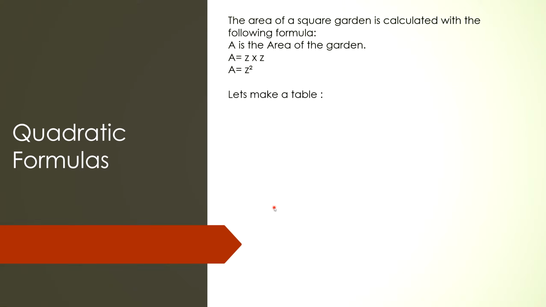Okay, quadratic formulas. The area of a square garden is calculated with the following formula. A is the area of the garden. A equals z times z. A equals z squared. Let's make a table.